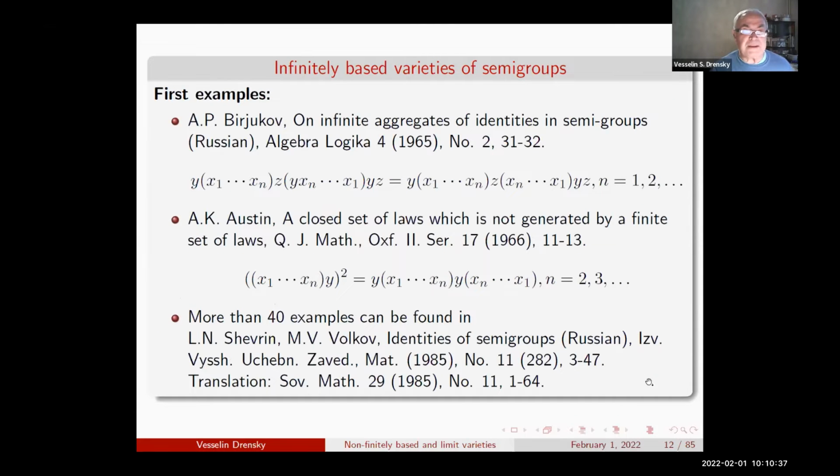So the first examples come in semigroups from 1965, when Birjukov proved that this system of identities here is not finitely based. And a little bit later, there is another example, also of semigroups. But now, about 35 years ago, there was a survey article by Shevrin and Volkov, where they gave more than 40 examples of varieties of semigroups which are not finitely based. And this number now increases.